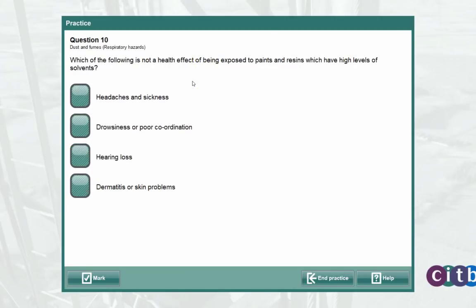Which of the following is not a health effect of being exposed to paints and resins which have high levels of solvents? Headaches and sickness, drowsiness or poor coordination, hearing loss, dermatitis or skin problems.